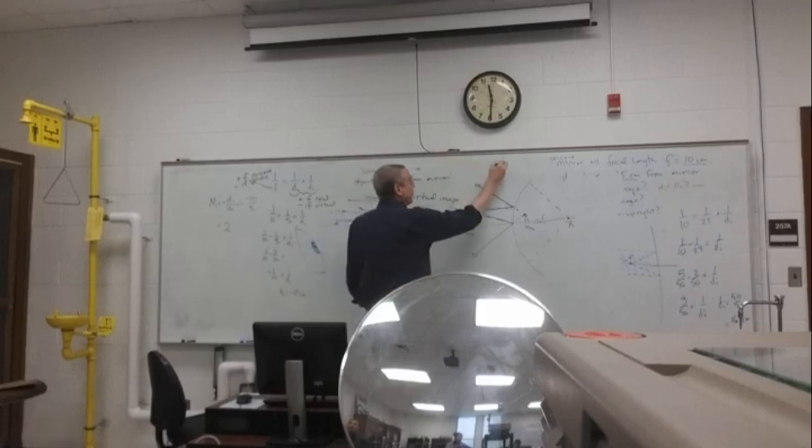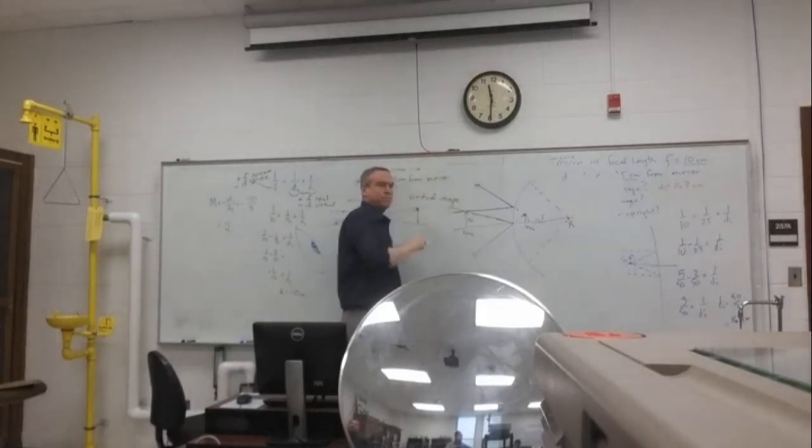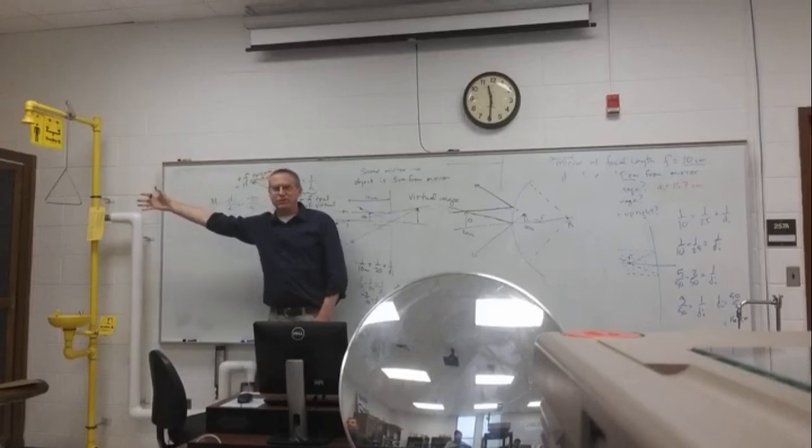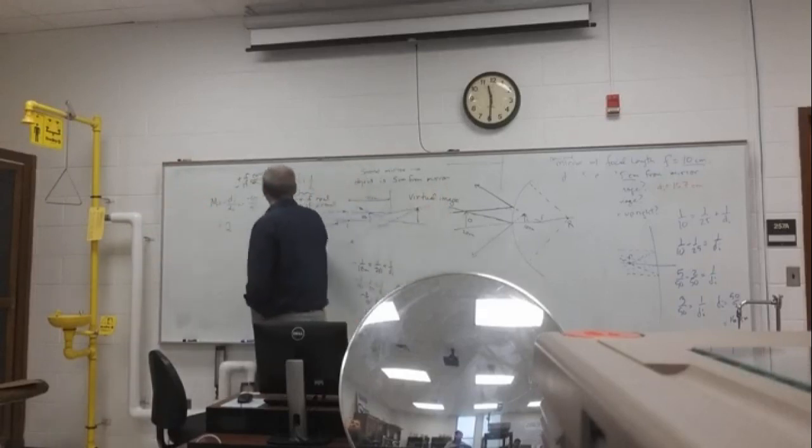Because light coming in straight should go through the focal point and it should bounce straight back, and so, in theory, it's an infinite distance away. And so the focal length is infinite.